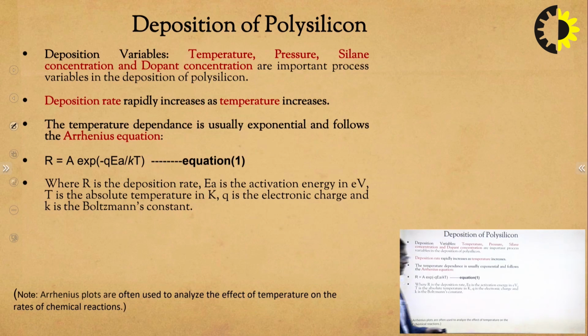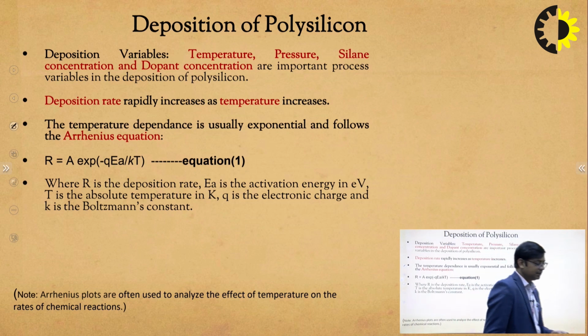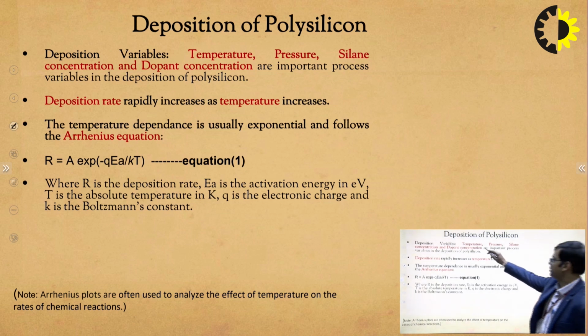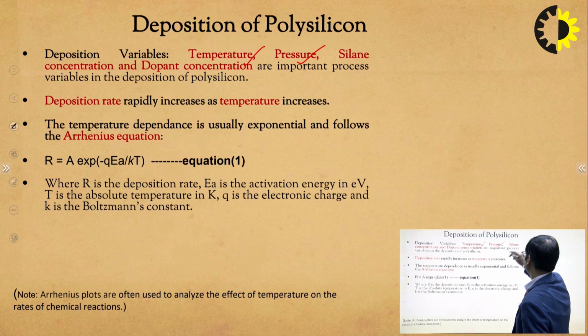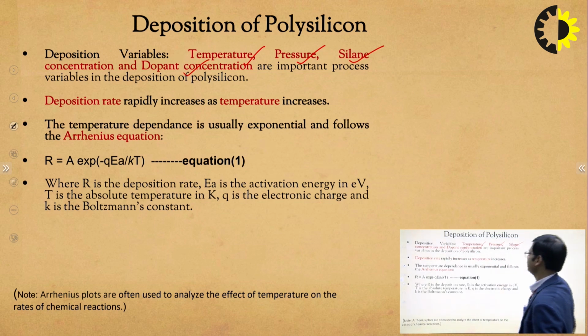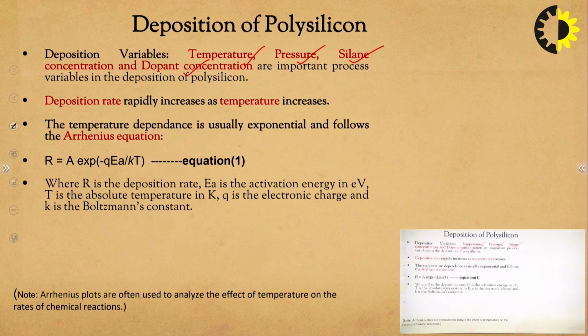There are certain parameters that affect the deposition of polysilicon, such as the temperature, the pressure, silane concentration and the dopant concentration. These are some of the important process variables in the deposition of polysilicon. Now, let us discuss what is the effect of change in temperature on the deposition rate.